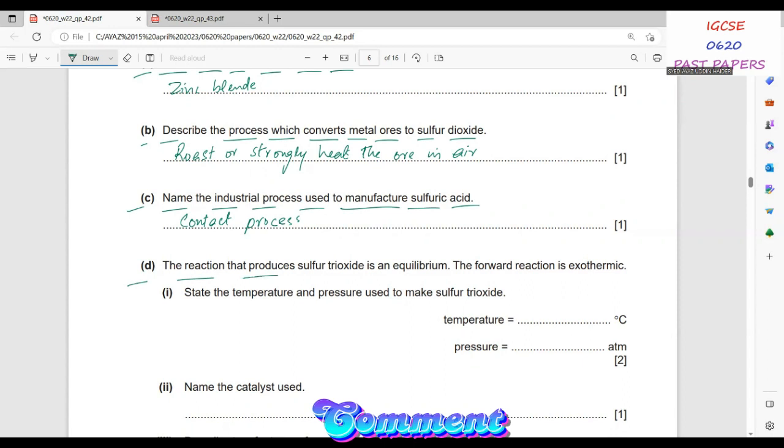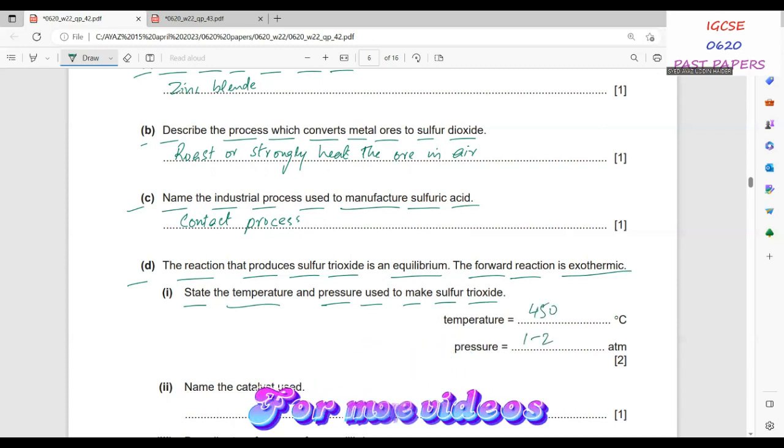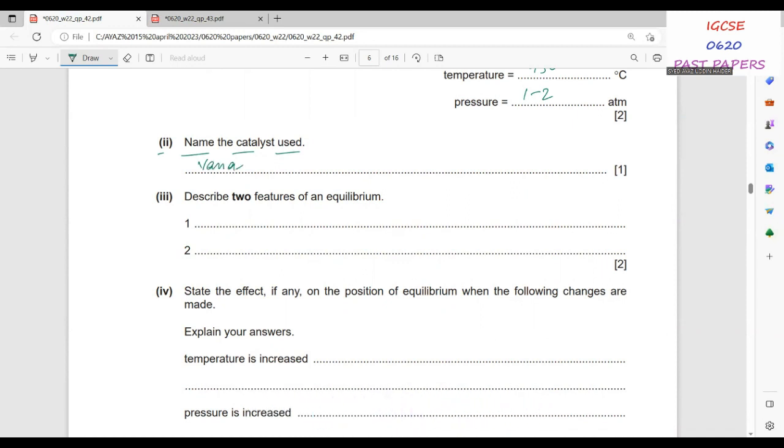D. The reaction that produces sulfur trioxide is an equilibrium. The forward reaction is exothermic. State the temperature and pressure used to make sulfur trioxide. Temperature will be 450 degrees centigrade and pressure will be 122 atm. Number 2, name the catalyst used. Catalyst is vanadium(V) oxide.